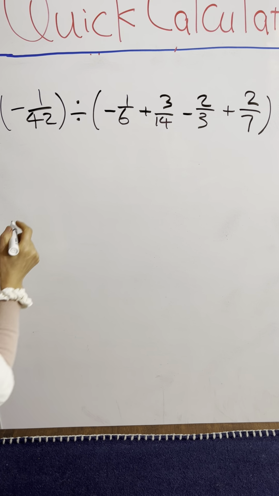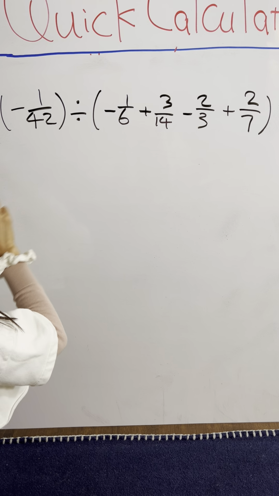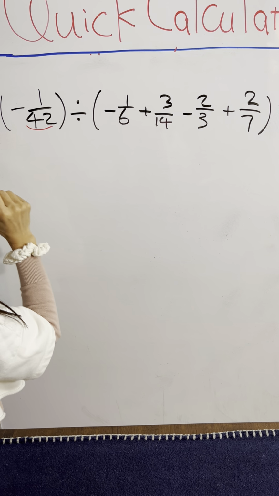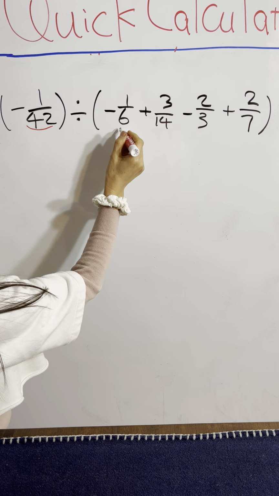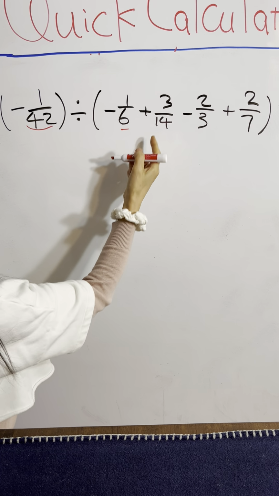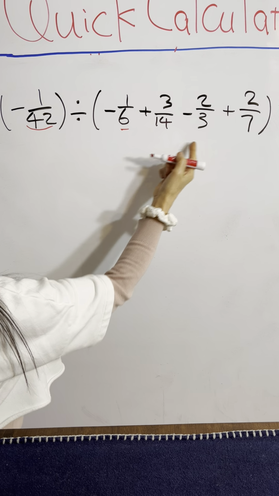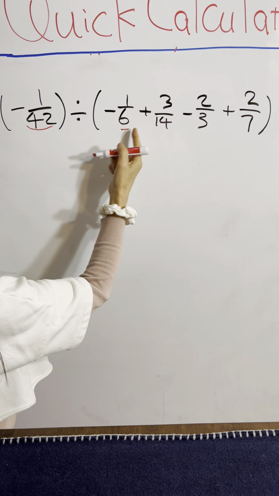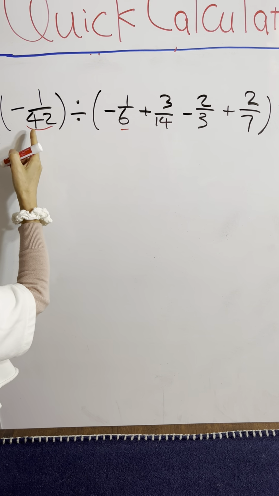How do we calculate this? Let's observe. The denominator will have 42. We'll have 6 times 7, 42. 14 times 3, 42. So those denominators are factors of 42.